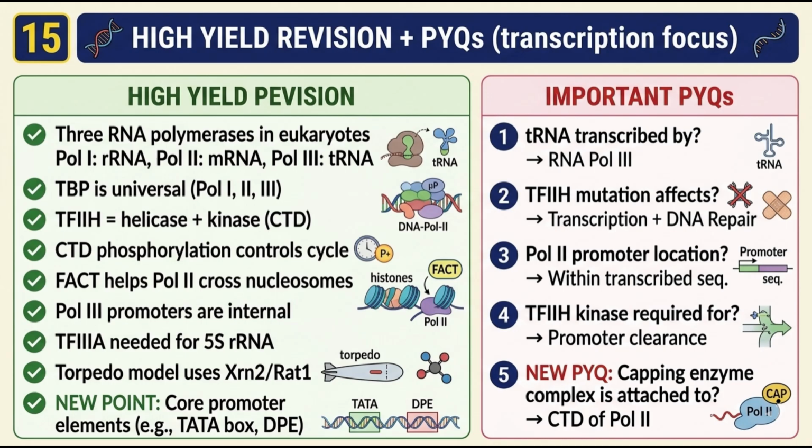FACT facilitates transcription through nucleosomes. Pol III promoters are internal promoters. TFIIIA is essential for 5S rRNA transcription. The torpedo model involves XRN2-mediated termination. These concepts form the foundation for understanding RNA processing, which will be our next topic.